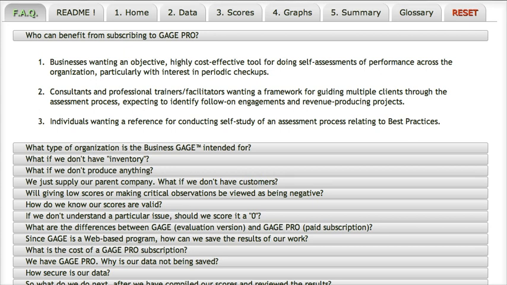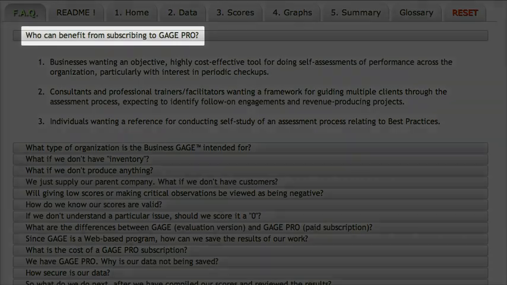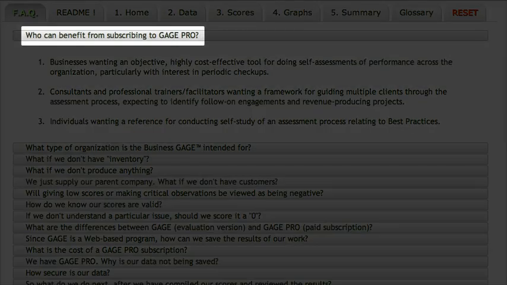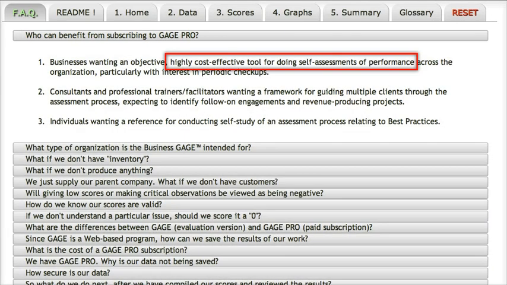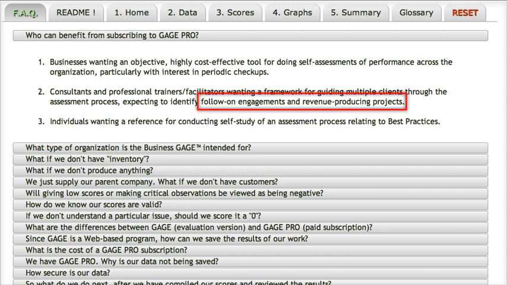Notice that the sections are divided into tabbed screens for easy navigation. The user can jump to any screen at any time. This first tab is a set of frequently asked questions that give more detail about the program. One primary question is, who can benefit most? There are two major types of subscribers: in-house quality personnel or process improvement champions, and outside professionals brought in to help client companies define improvement priorities.